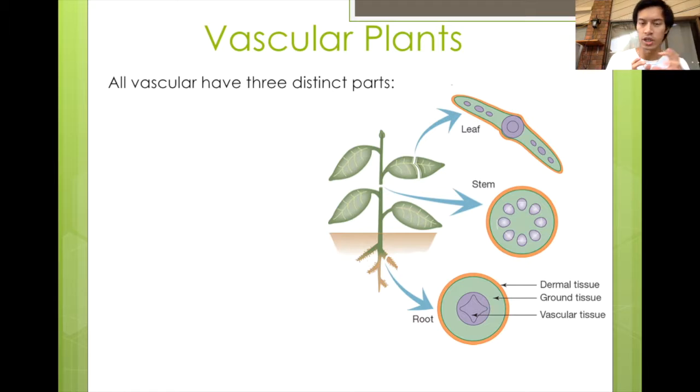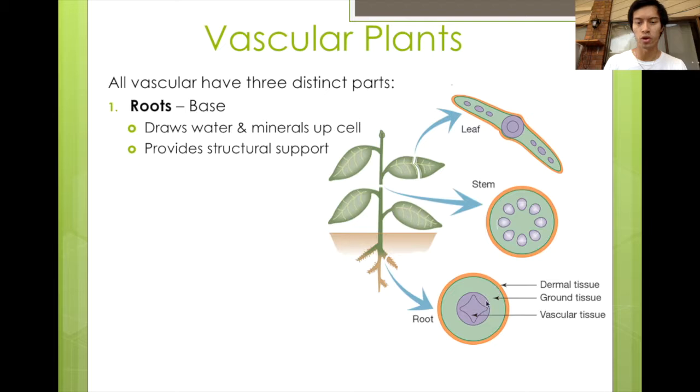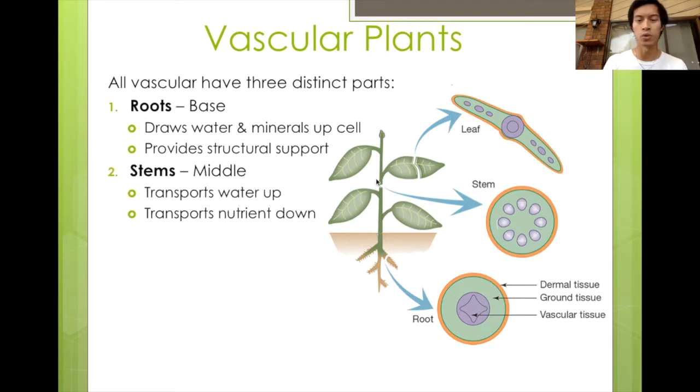We've already talked about this in chapter 3, but I'll just overview it again. You've got your roots, which draw water and minerals up the plant and provide structural support. You've got your stem, which forms the middle part, the trunk and things like that, which transports water up and transports nutrients down to other parts of the plant that require the nutrients, for example the roots, because they can't photosynthesize.